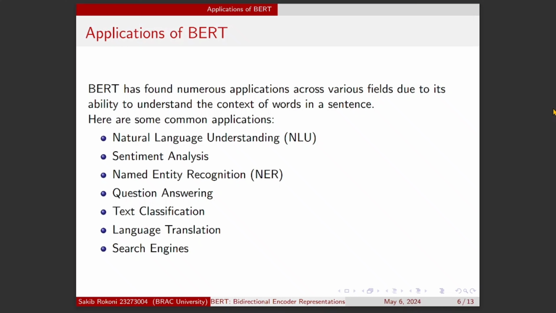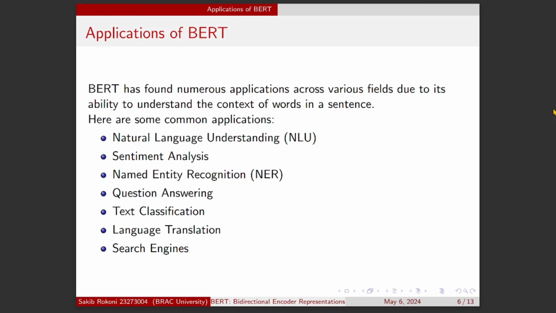Question answering. In question answering, BERT has been applied to QA systems, where it can understand the context of the question and provide accurate answers from a large collection of text or documents. Search engine. BERT helps search engines like Google understand the context of search queries better, leading to more relevant search results. It improves understanding of user intent, especially for longer and more complex queries.